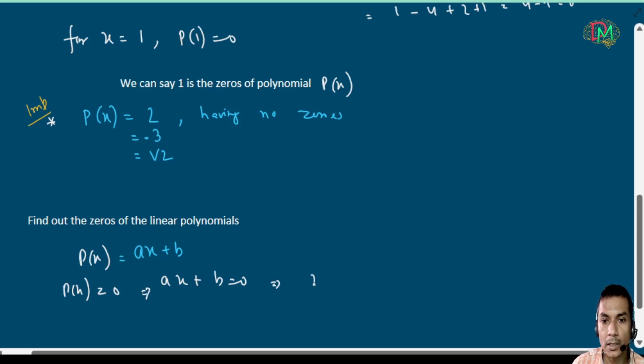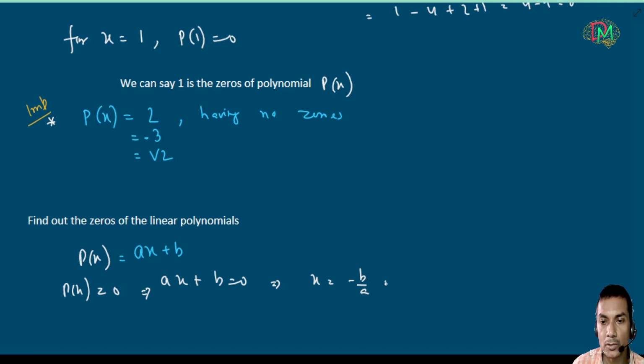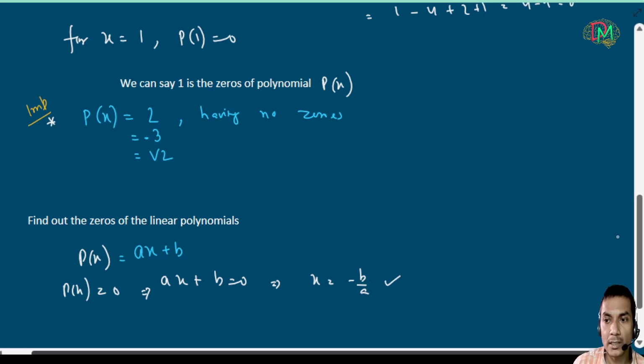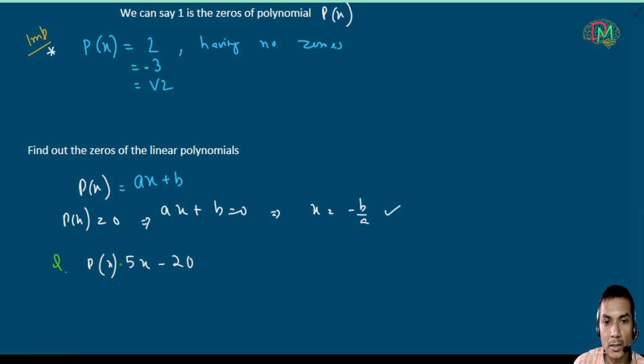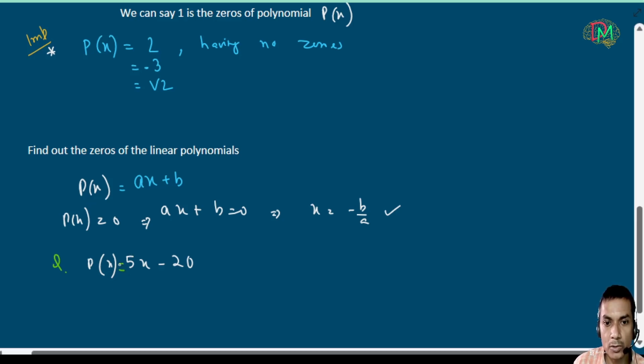Next, x is equal to minus b by a. So this is the answer. Let's take one example. Suppose 5x minus 20 is a given polynomial. This is the question: find the zero of the polynomial p(x). How can you get the answer?